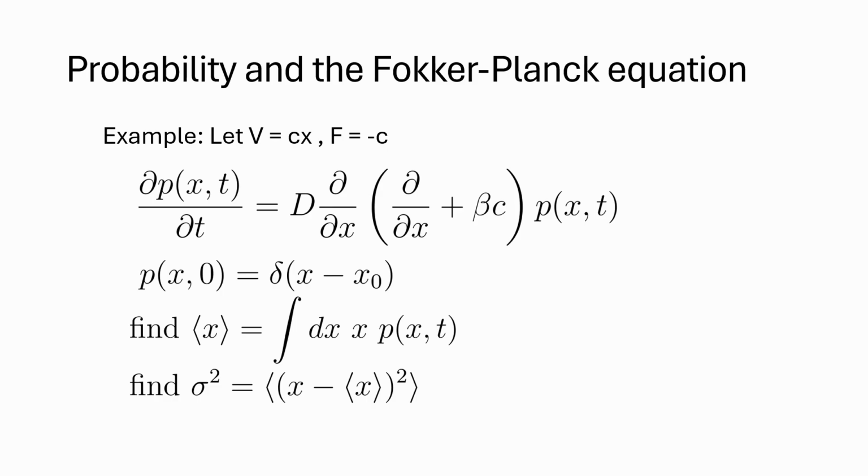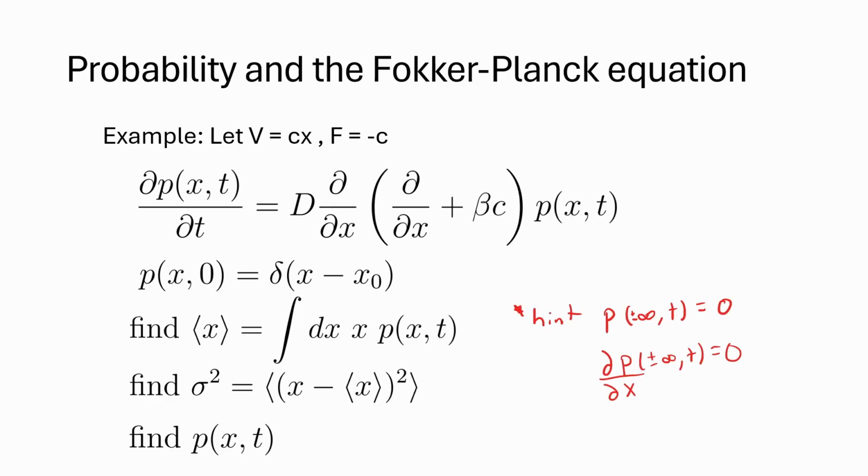Once you've found those, they can give you some intuition for what you expect, but for this system you can actually solve for the entire probability distribution as a function of x and t. Here are a couple hints that you might need, a couple properties of the probability distribution. We need to assume that the probability goes to 0 at plus and minus infinity. Basically, there's no probability of finding the particle infinitely far from where you started. We also require that the derivative of the probability at plus and minus infinity goes to 0. This is just required to actually solve this system.